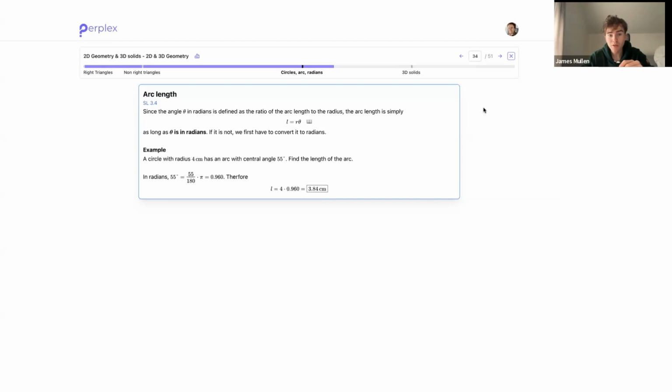Okay, if the angle is not in radians, you have to convert it to radians first. So look at this example. If I have a circle with radius 4 and an arc with central angle of 55 degrees, the length of the arc is, well, I've got to convert 55 degrees to radians by doing 55 divided by 180 times pi, which gives me 0.96. And the radius is 4, so I multiply by 4, and I get 3.84 centimeters for the length of the arc.